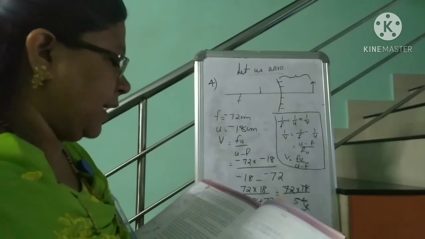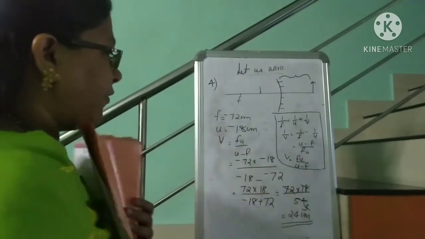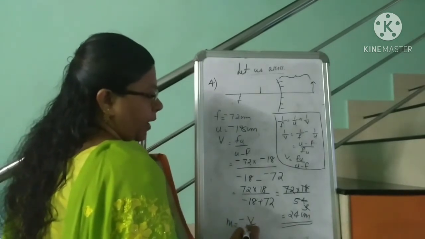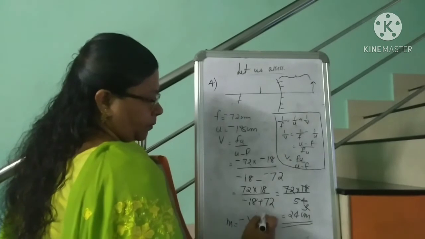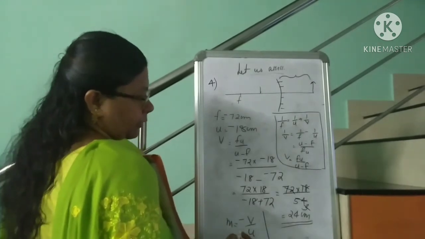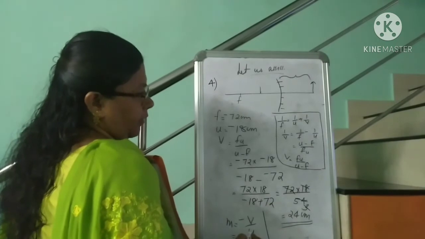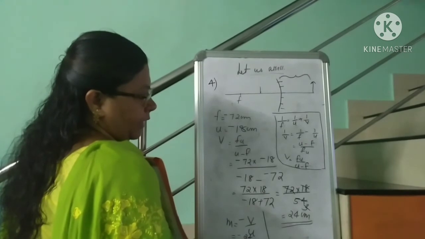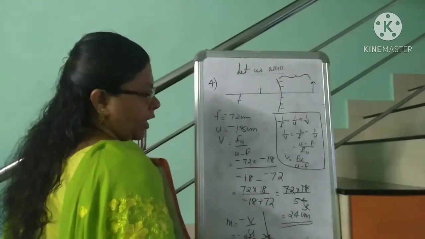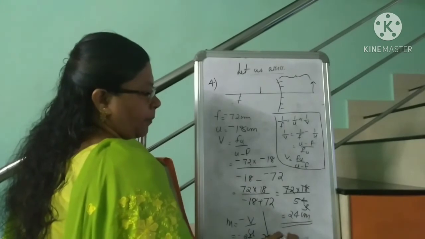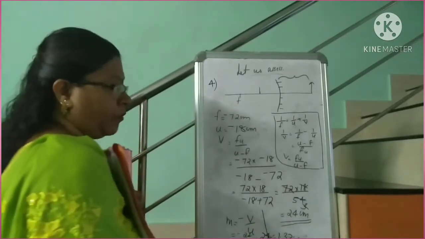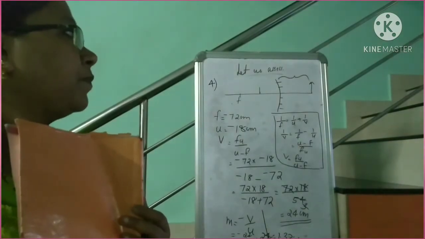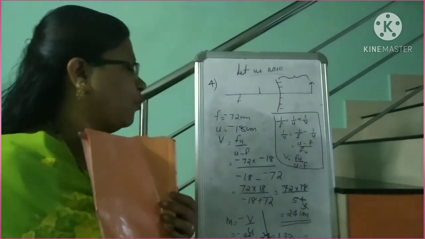Then one more thing is asked: what is the magnification? Magnification you can write down as M is equal to minus V by U. That is equal to minus 24 by minus 18. That will give you 24 by 18. The answer is 1.33 something. So the magnification also you got. So this is the answer for the fourth question.